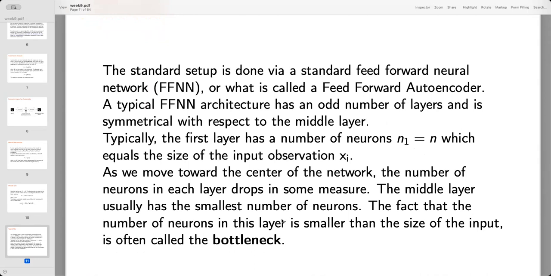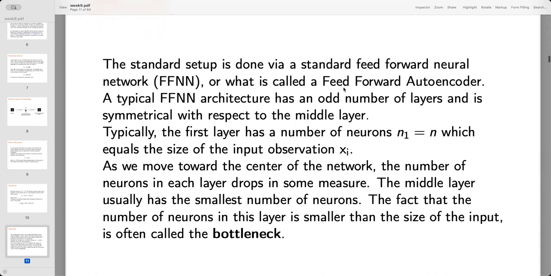I'm just coming back to this. So the standard setup is normally a feed-forward neural network. It's often called a feed-forward autoencoder. And typically the first layer has a number of neurons which equals the size of the input observation, which means that if you're dealing with images, this can actually be a pretty large dimensionality of the first hidden layer. So this is something to think of. And for regression type of problems, this is often a little bit easier. But as you move towards the center of the network, you've gone through the encoding part, and then you're starting the decoding part.